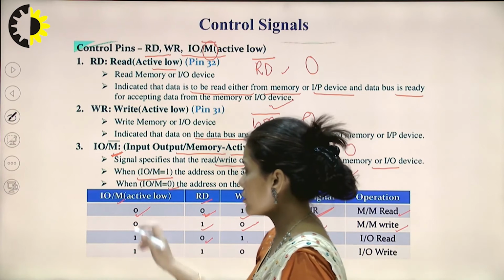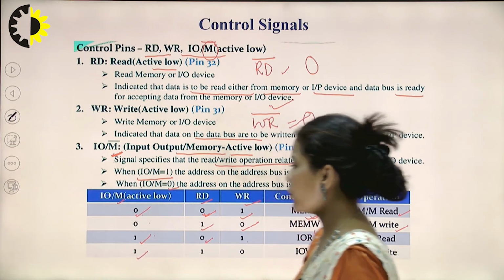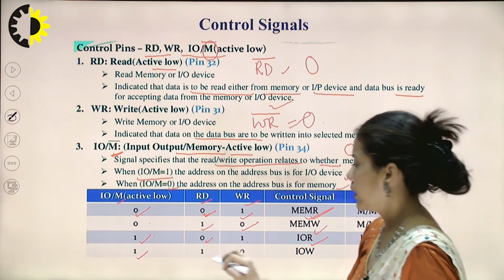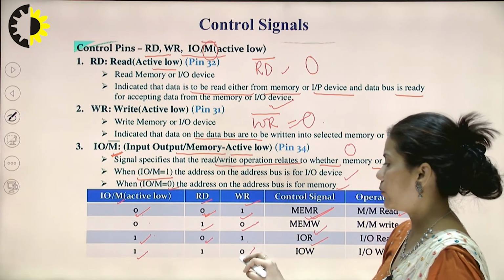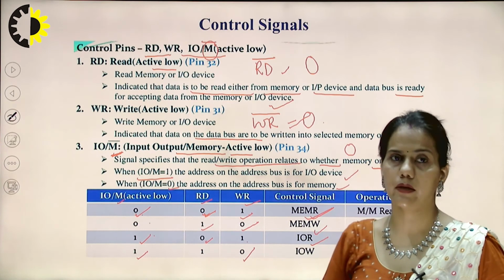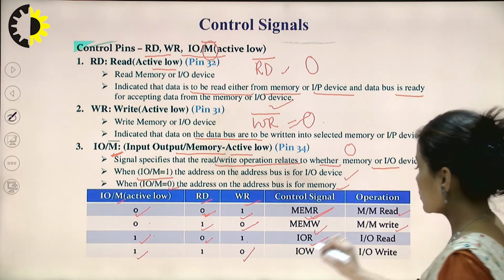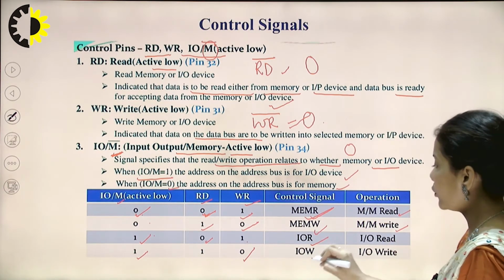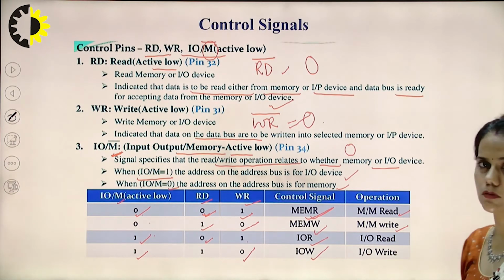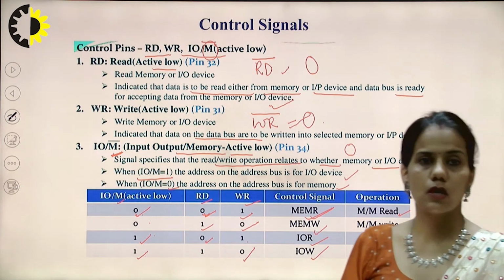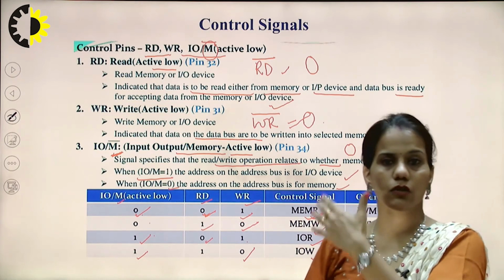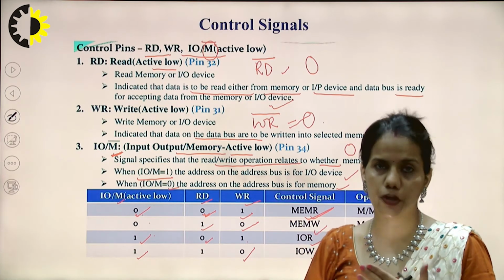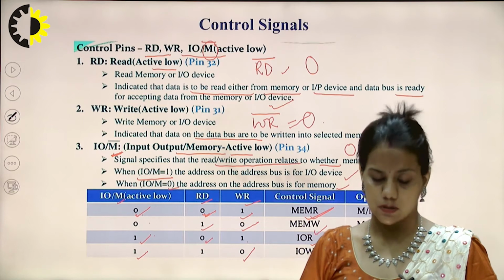Last combination, here some input output operation is being performed, here the writing operation is being performed. A 0 at the write bar pin indicates that some writing operation is being performed. So the conclusion is some input output write operation is being done. So this is how the various control and status signals indicate the condition of the operation that is being performed in the microprocessor.